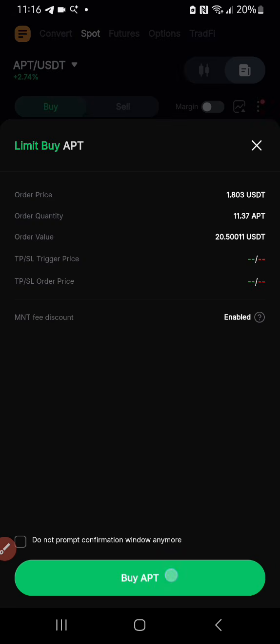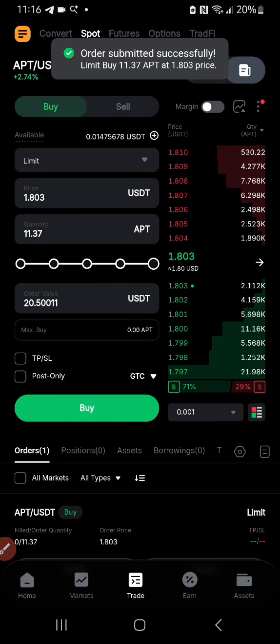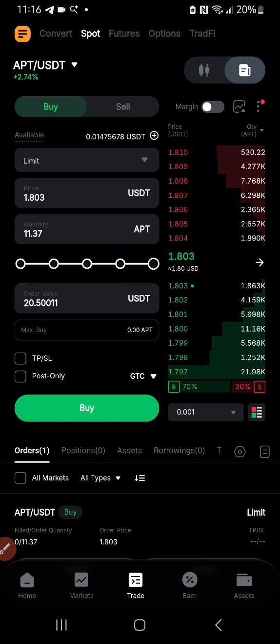Once you click on buy, you will need to wait for that limit order to be triggered. Okay. When the limit order gets triggered, you will quickly have to sell it on the other currency and make your profit. So let's wait for that to happen, and I will get back to you all.